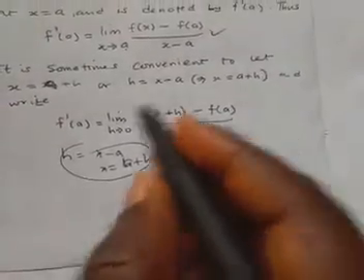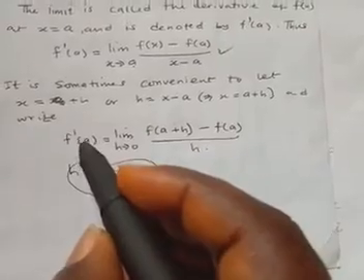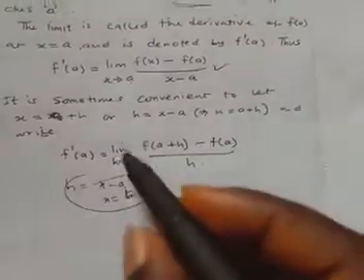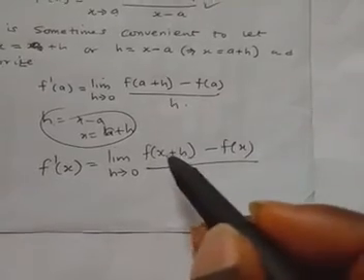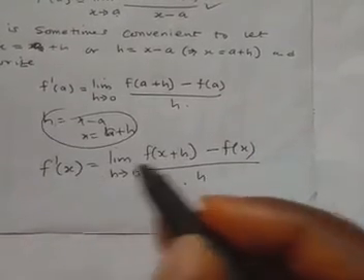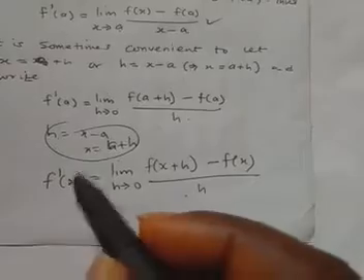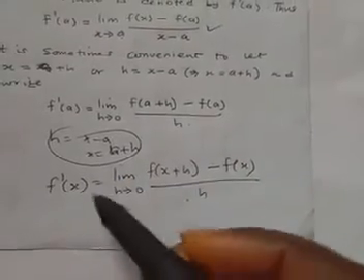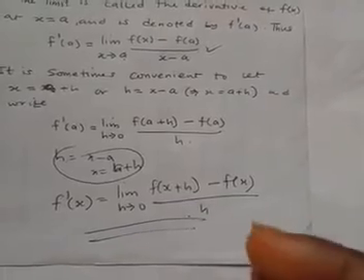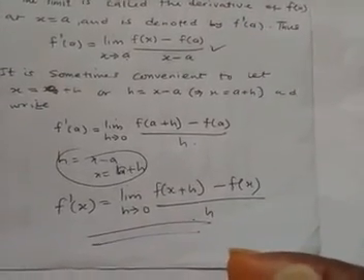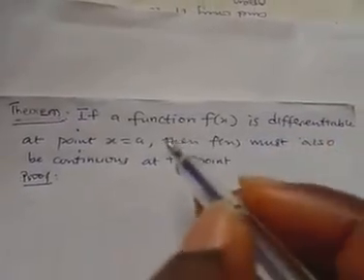And generally, since a is any point, we can write this as this. That is, if a is any point, then we can turn it to x. So this is the derivative of a function at any point x. Now, this will lead us to the following theorem. So we have the theorem.